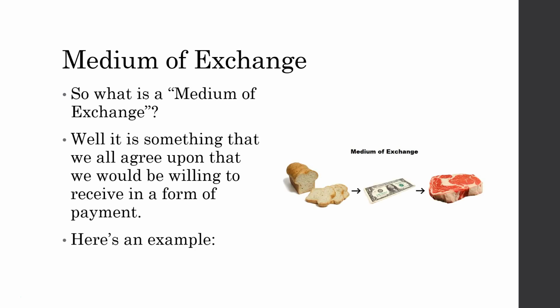Anywho, moving on. So the first thing, money is a medium of exchange. What does that technically mean, a medium of exchange? Well, money is something that we all agree upon that we would be willing to receive in a form of payment. For example, if I have bread, I could sell that bread for money and then use that money to buy something I want, which would be the meat at that point right there. So instead of me trading bread for meat, which would make absolutely no sense, I can use that money as a medium, as like a bridge towards the exchange.